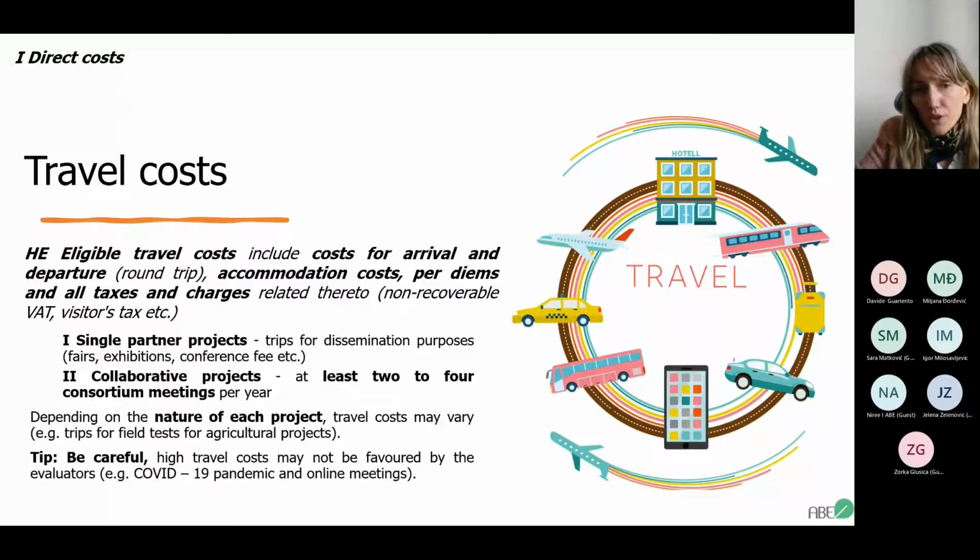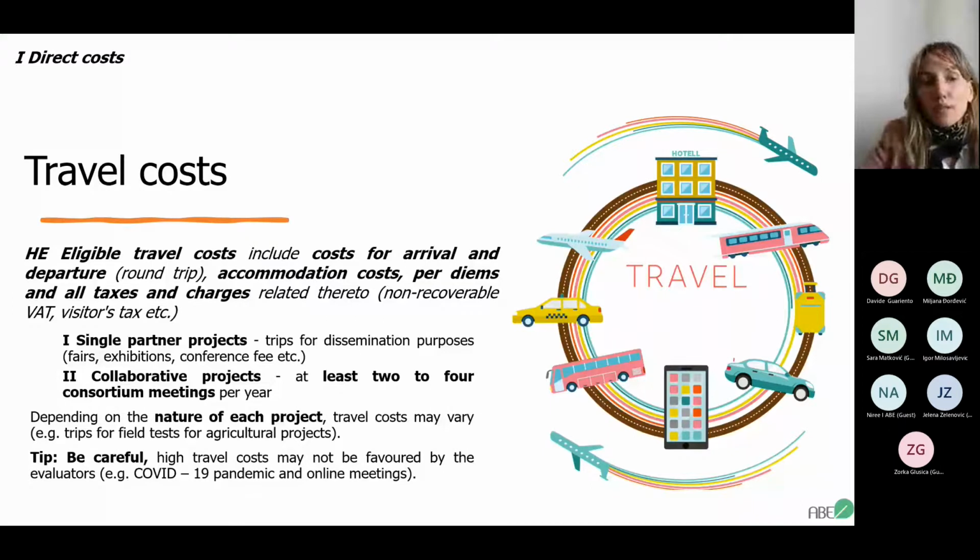within single partner projects, these trips are usually for dissemination purposes, so fairs, exhibitions, conference fees, etc. But when it comes to collaborative projects, you may always count on at least 2 to 4 consortium meetings per year. So keep that in mind when it comes to the calculation of costs. You will see later on.